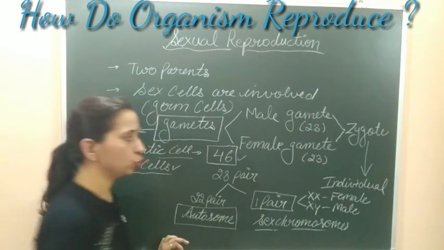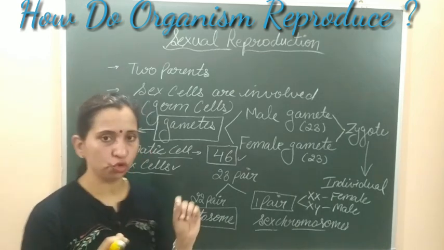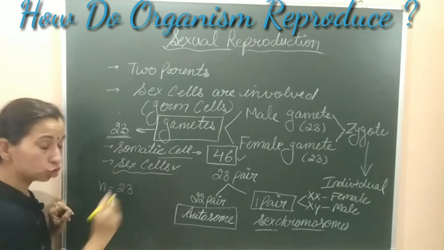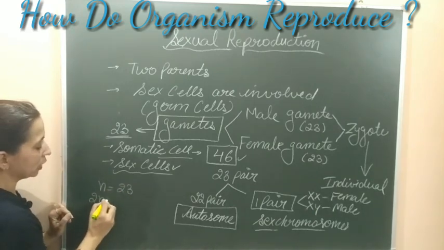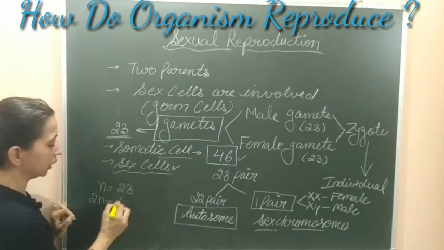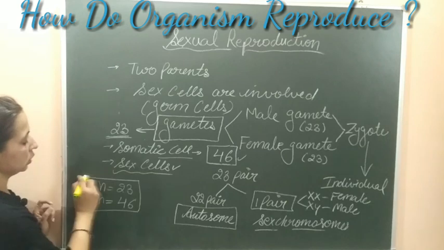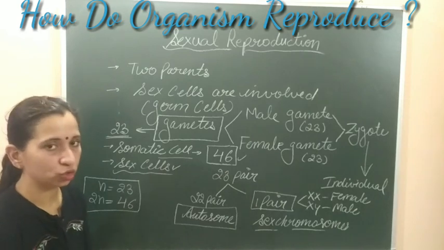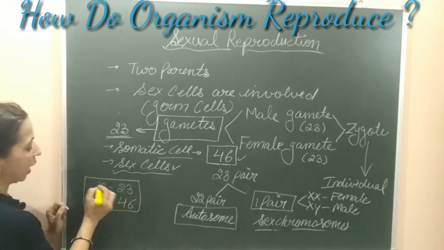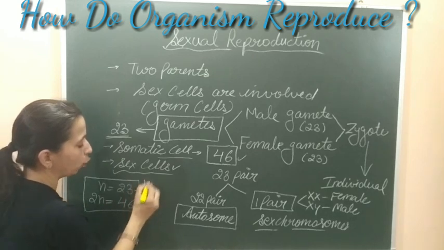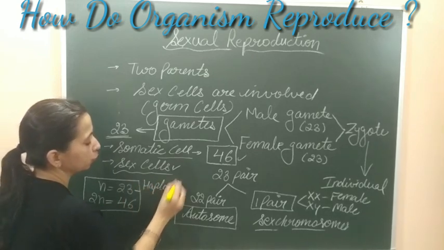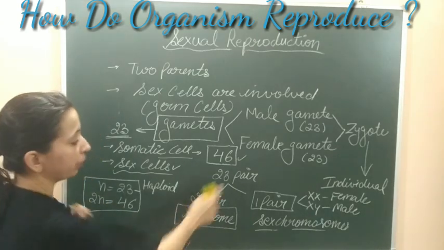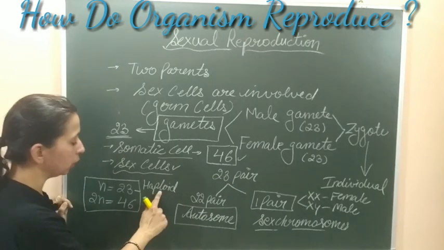Here is one more thing we can do. This half number of chromosomes, we show with n. n means 23 chromosomes, and the total 46 chromosomes is shown by 2n. So this is the concept which we can use. This n condition is known as the haploid condition, in which the chromosomes are not found in pairs. They are half of the somatic cells. Here they are not in pairs, only 23 chromosomes are present.